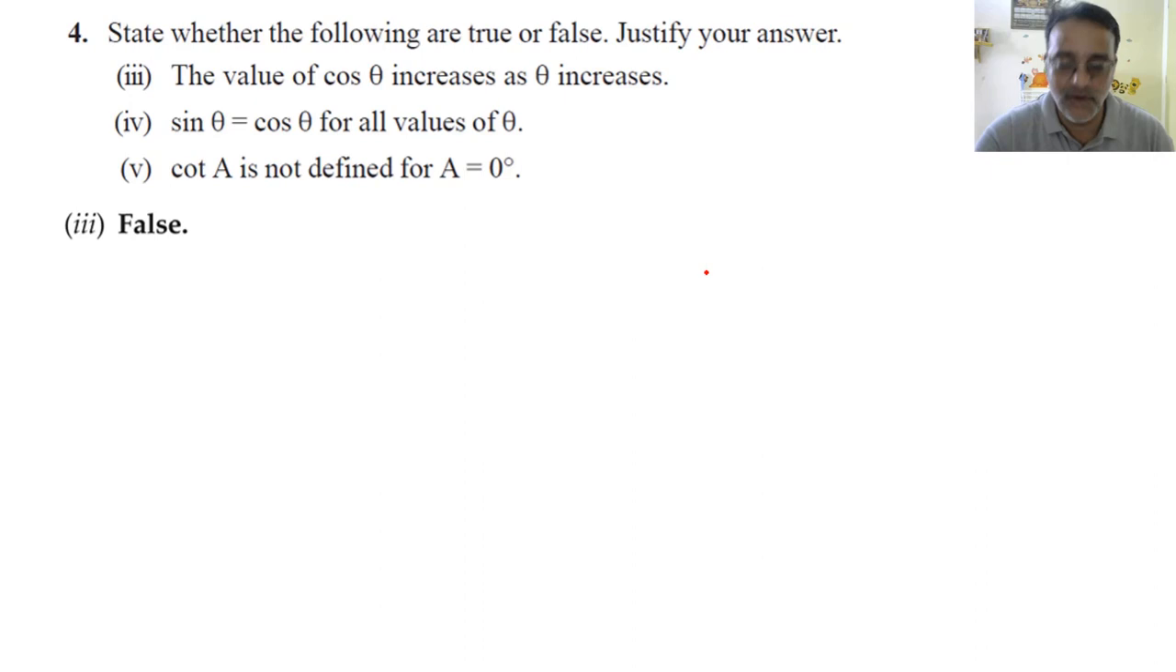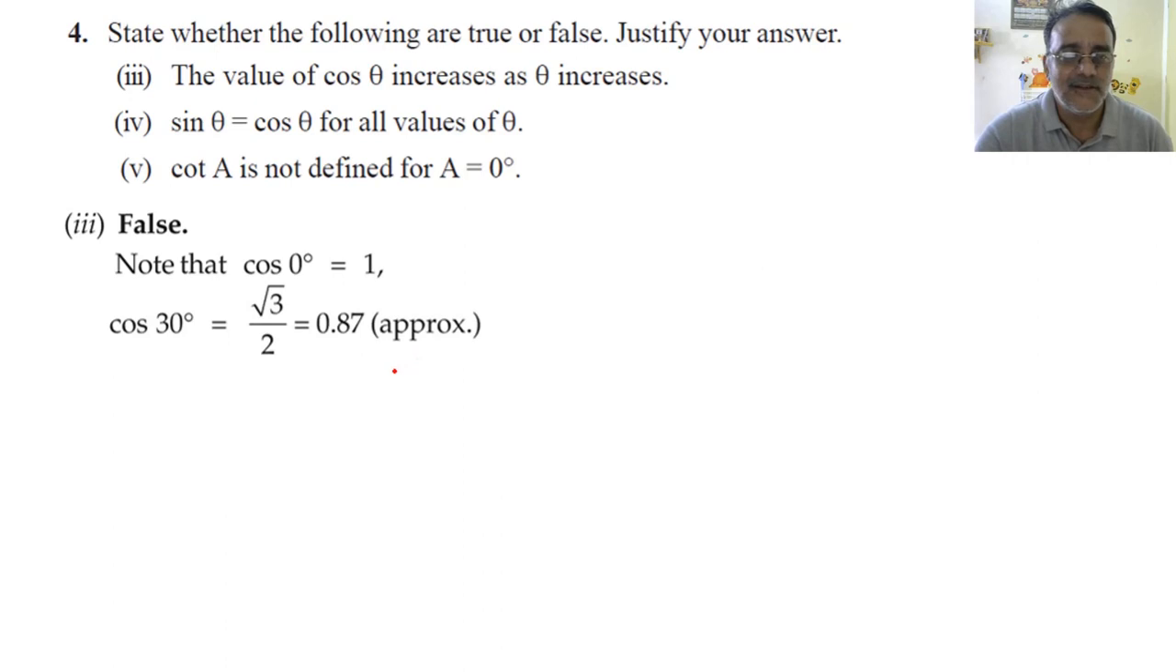False. Okay, we'll check. What is the value of cos 0 degree? 1. What is the value of cos 30 degree? Root 3 by 2, approximately 0.87.